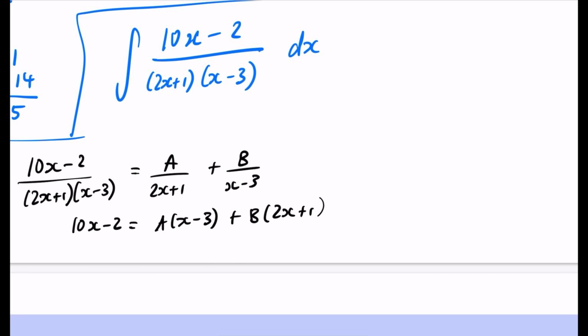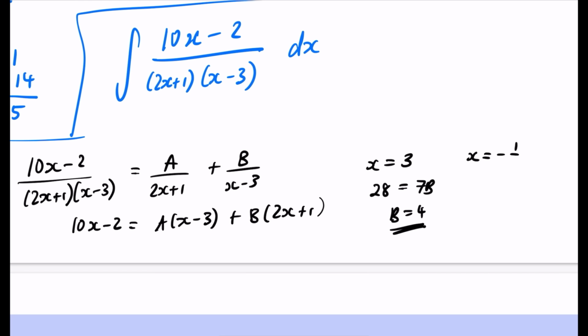So I'm going to start off by letting x equal 3. Now, if x was equal to 3, the left-hand side would be 30 minus 2, which is 28. And this would be cancelled. 2 times 3 plus 1 is 7, and we get 7b. So b is equal to 4.